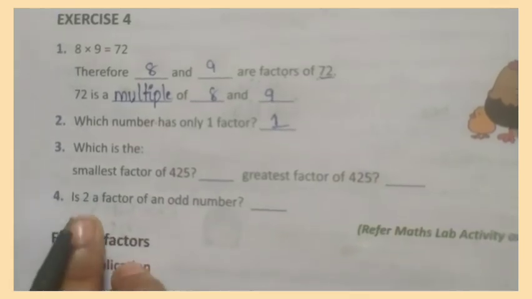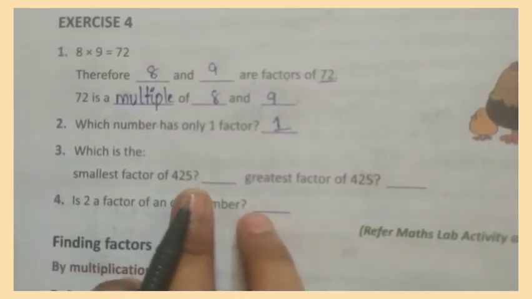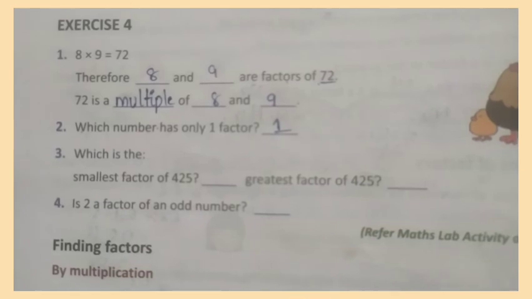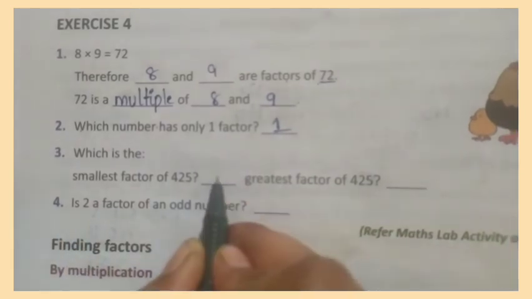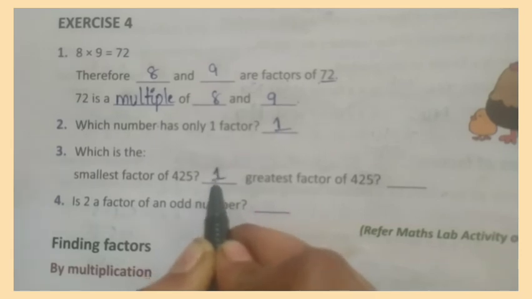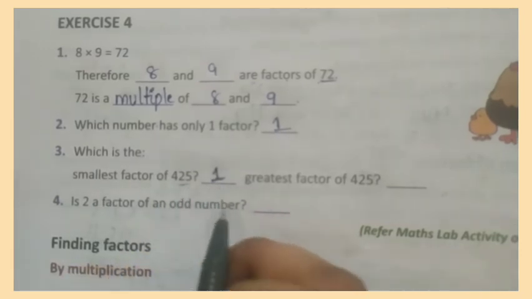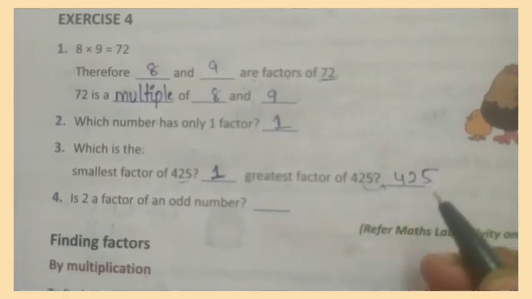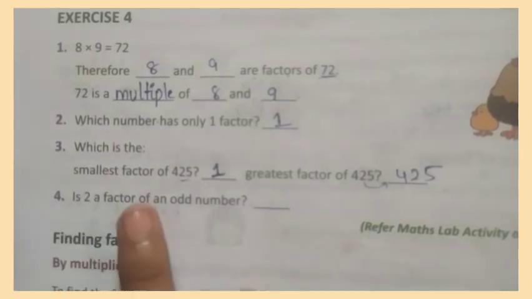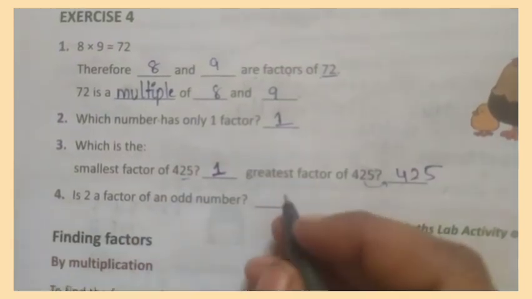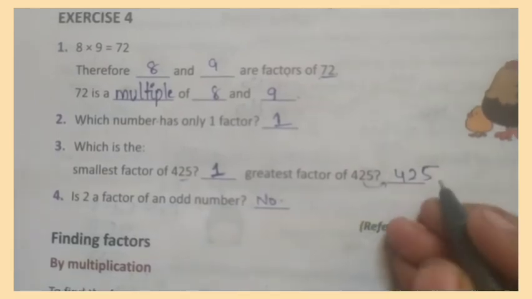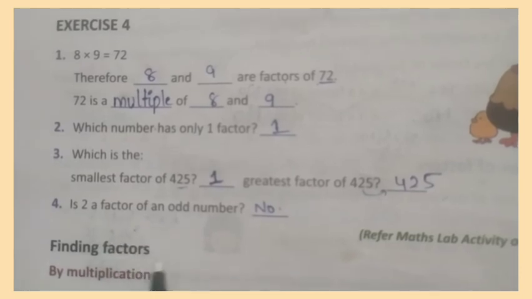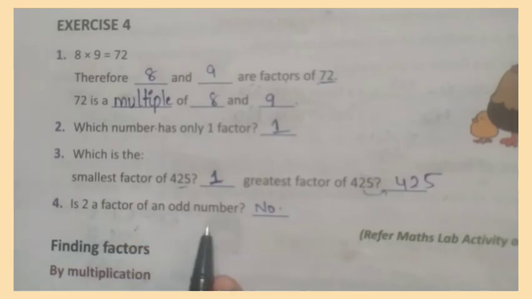Third question. Which is the smallest factor of 425 and the greatest factor of 425? We have seen in the properties that 1 will be the smallest factor of every number, and the greatest factor will be the same number, 425. Is 2 a factor of an odd number? No. In the 2 table we get only even numbers, so 2 is not a factor of an odd number.